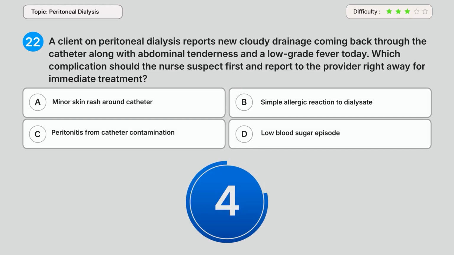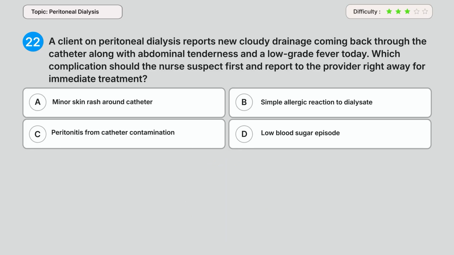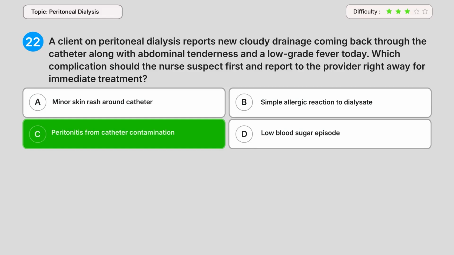Do you know the answer? Correct answer, C. Peritonitis from catheter contamination.